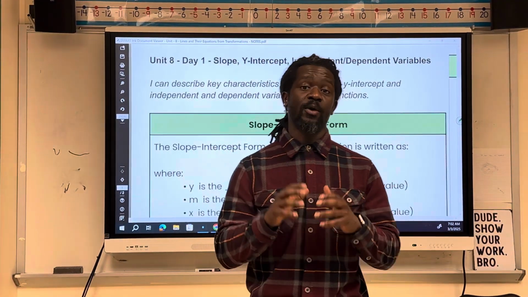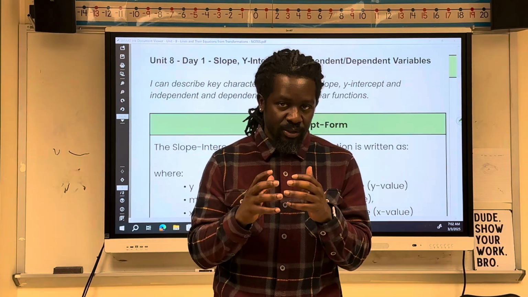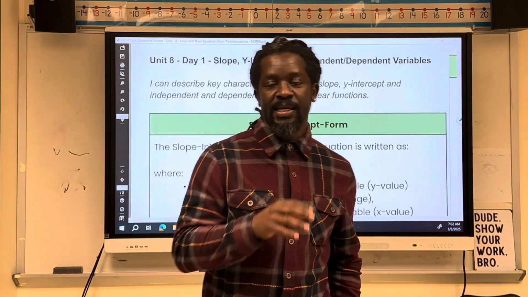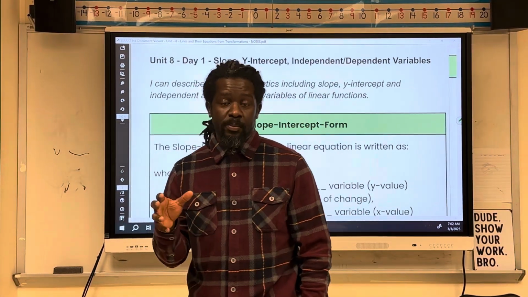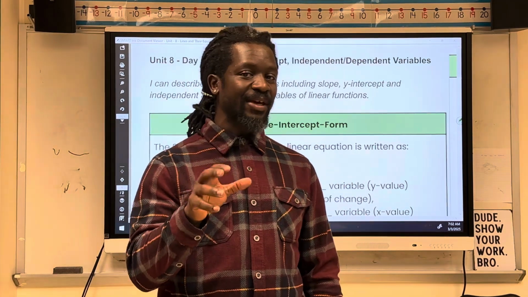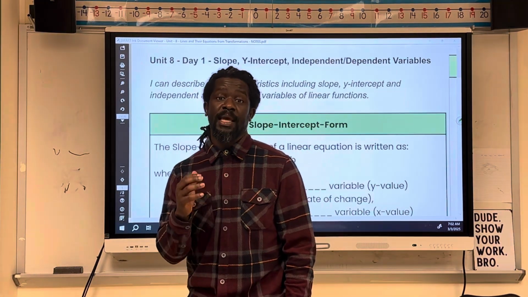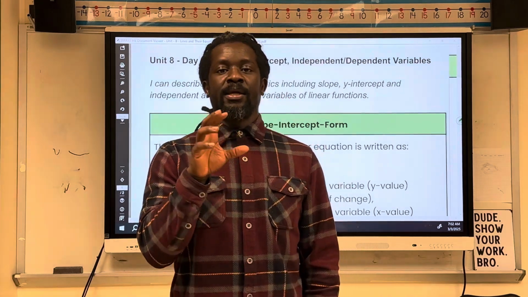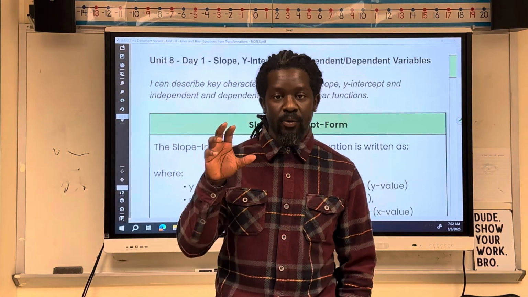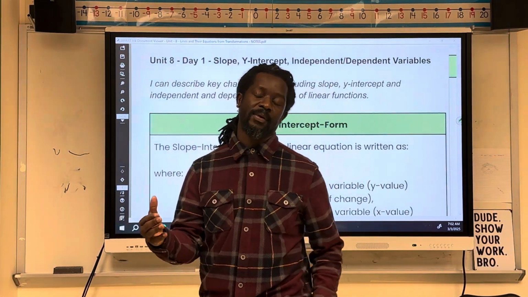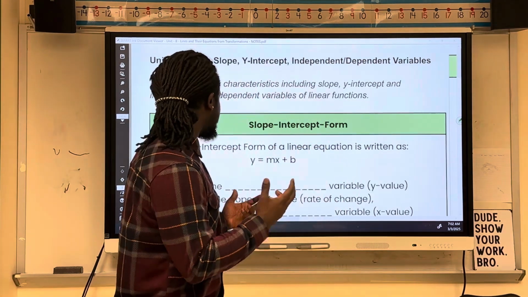In this lesson today, we are looking at slope, Y-intercept, and we'll briefly nod at independent and dependent variables. We're going to be finding key characteristics. Also, we're going to be able to write a linear equation in slope-intercept form. Let's just go ahead and dive in.